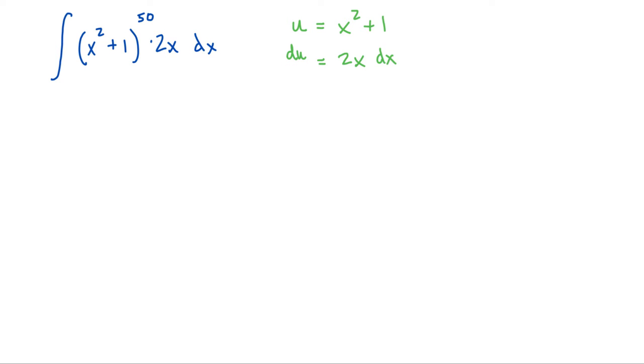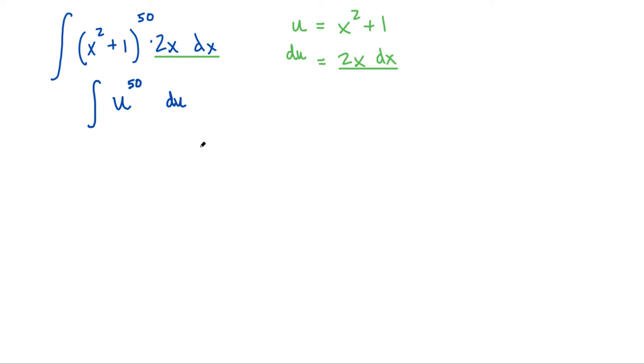And this is where we can start to see the benefit of this substitution method. Because if you notice, here I have 2x dx in my integral argument, and I have 2x dx here as well. So what I can do is write this entire integral in terms of u. Instead of 2x dx, I'm going to write du. And x squared plus 1, this inside function, I'm going to write as u to the power 50, and I'm just going to leave the integral symbol there.